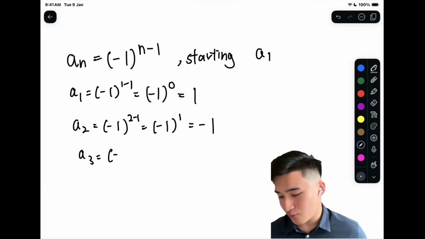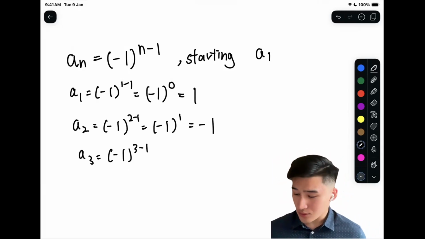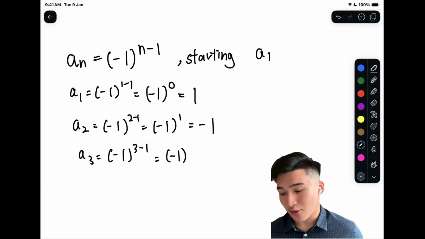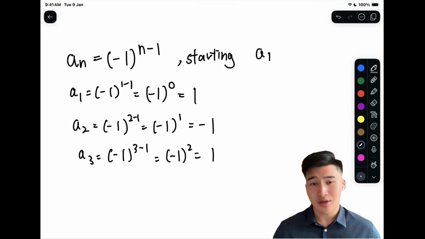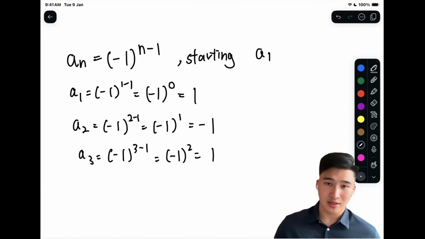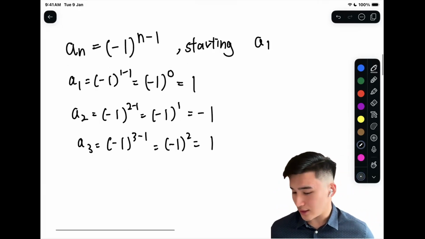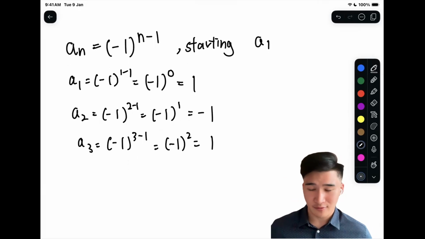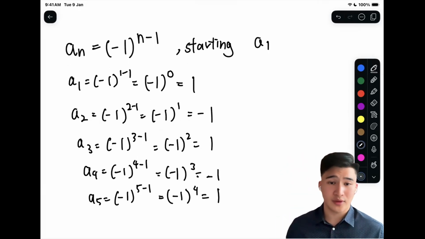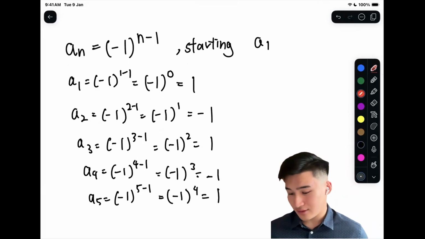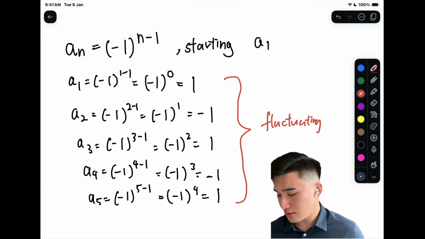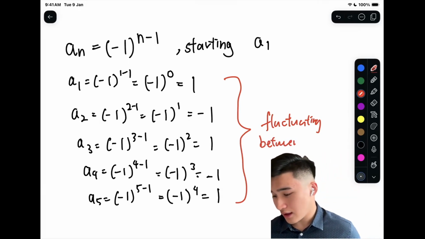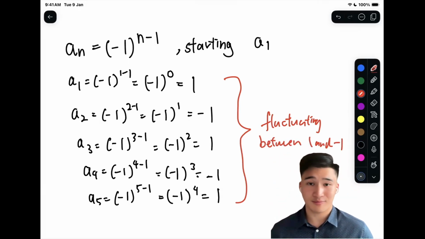A3 equals -1 to the power of 3 minus 1. 3 minus 1 is 2, so -1 to the power of 2 is basically 1, right? Because all the negative values become positive. It's an even function. Okay, so let me do A4 and A5. And as you can see from the results here, A1 to A5, the values are just fluctuating between 1 and -1.